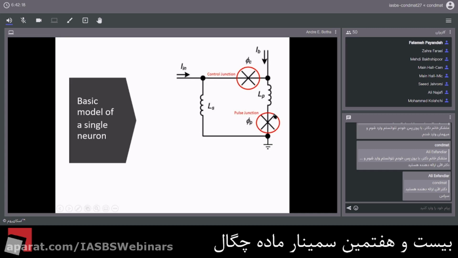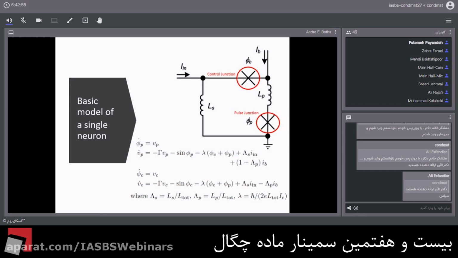As soon as the pulse junction develops a voltage, however, it reduces the current flowing through this branch and increases the bias current flowing through this branch, which then has the effect of stopping the junction or slowing down the pulse junction, with the effect of causing the control junction to rotate in the other direction. So this circuit is then, in this way, able to mimic the same behavior that we see in the action potential. And the equations for it are quite simple.